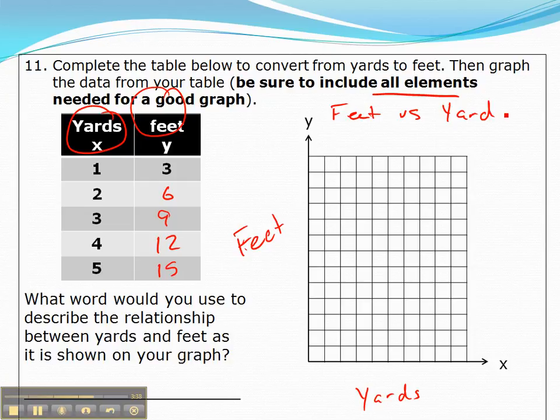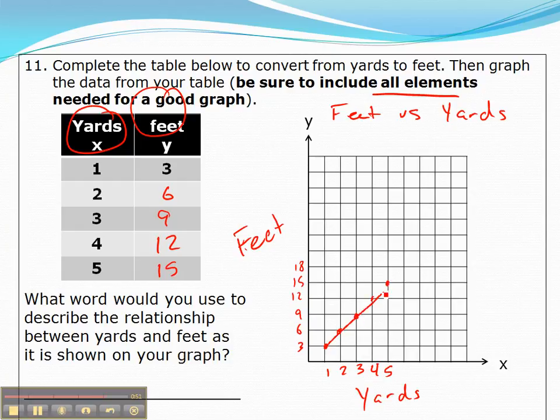Feet versus yards. Okay, now our yards go from 1 to 5, so I can just show each line is 1 yard. And our feet go up to 15. We're not going to be able to fit 15 on this graph going one at a time, so let's just go by threes. 3, 6, 9, 12, 15, 18. So at 1 yard I have 3 feet, 2 yards I have 6 feet, 3 yards 9 feet, 4 yards 12, and 5 yards 15 feet.